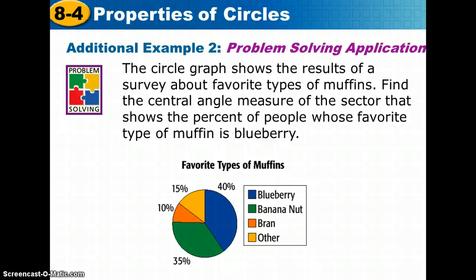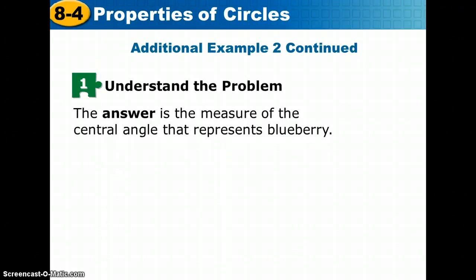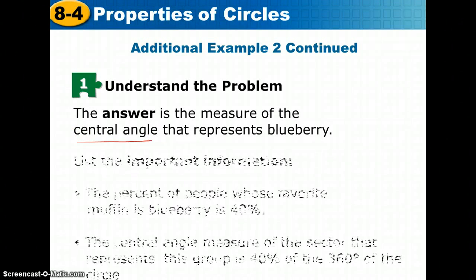So our problem is that our circle graph shows our favorite types of muffins, and we want to find the central angle measure if we know a percent. So we're going to be concerned with blueberry muffins today, and that is my favorite, so I'm always concerned about blueberry muffins. So we know that blueberry muffins are taking up 40% of our survey. So let's make sure we understand our question. We want to find the measure central angle of our blueberry.